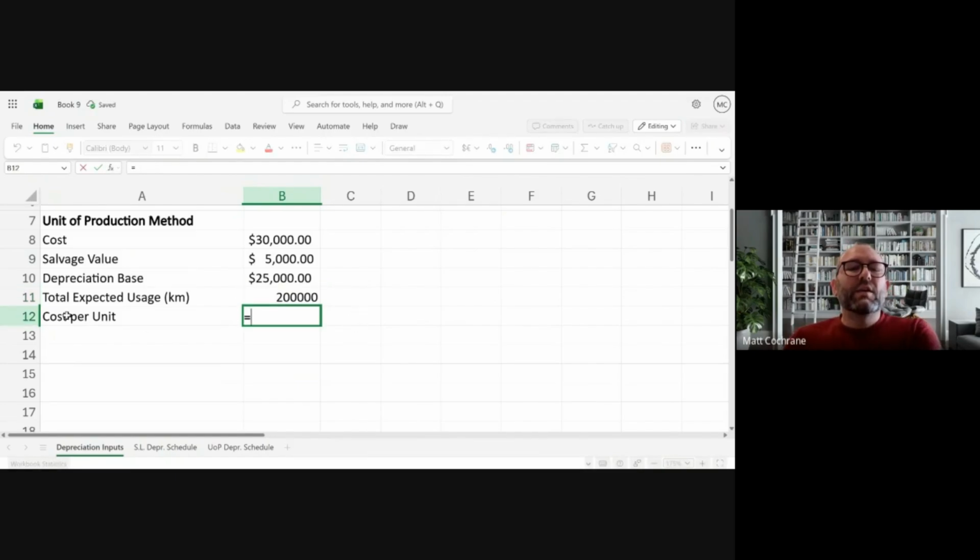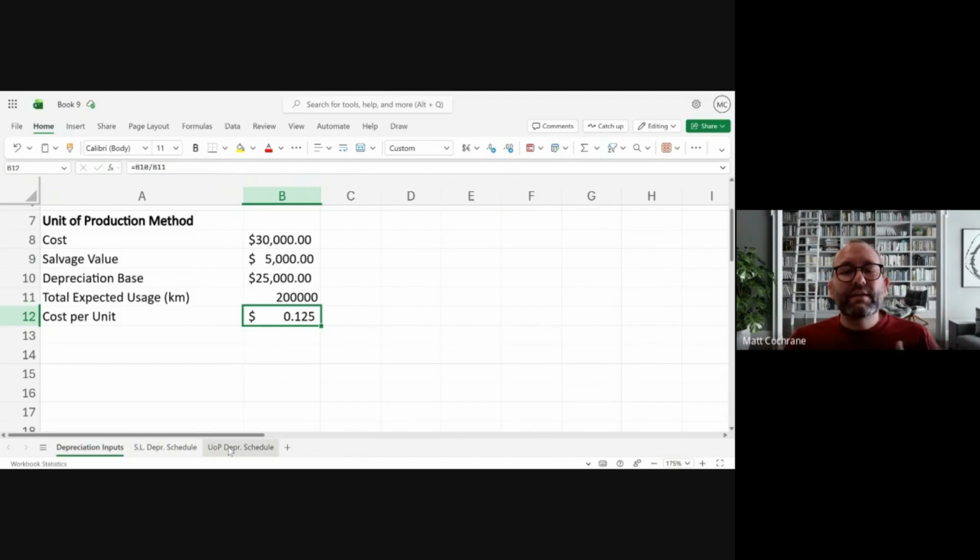So now we need the cost per unit, and the way that we get that cost per unit, which is the cost per kilometer, is we take the 25,000 and we divide it by the 200,000 kilometers, and that gives us, let's just add one more decimal place, 0.125. So in other words, 12.5 cents for every kilometer driven with this car. This represents the wear and tear of the vehicle.